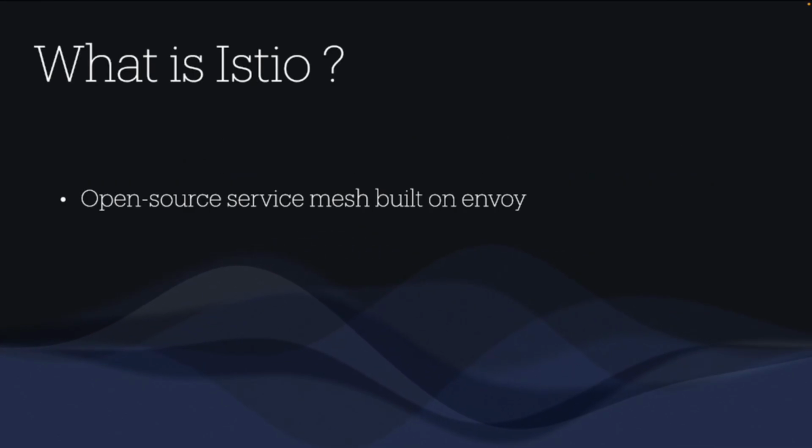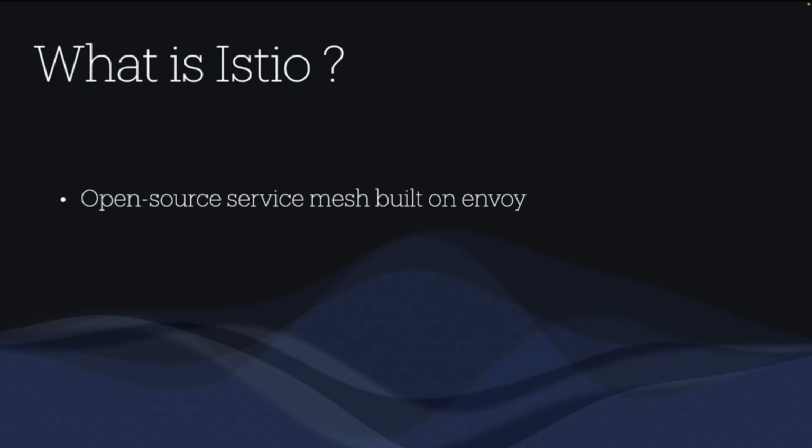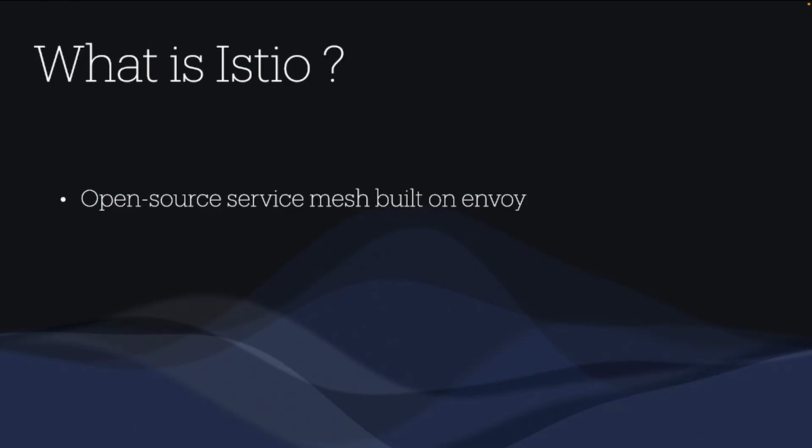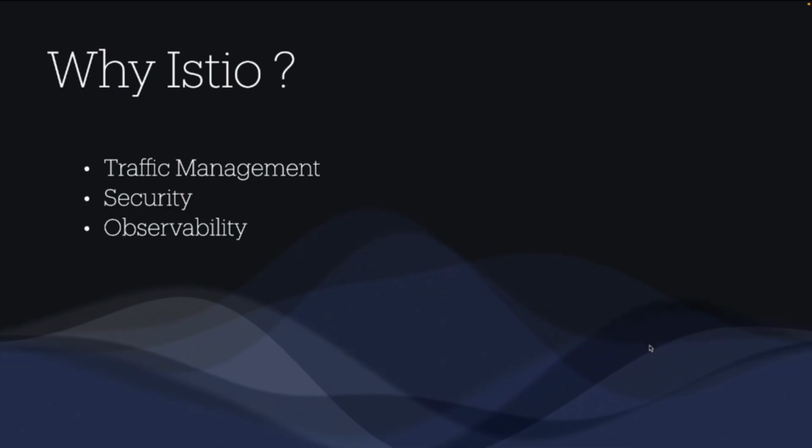So Istio is an open source service mesh built on Envoy proxy. For those who don't know what a service mesh is, it is a dedicated infrastructure layer for managing, observing, and securing service-to-service communication in a microservice-based application system. Istio adds traffic control, observability, and security, all without requiring any changes to the application code.